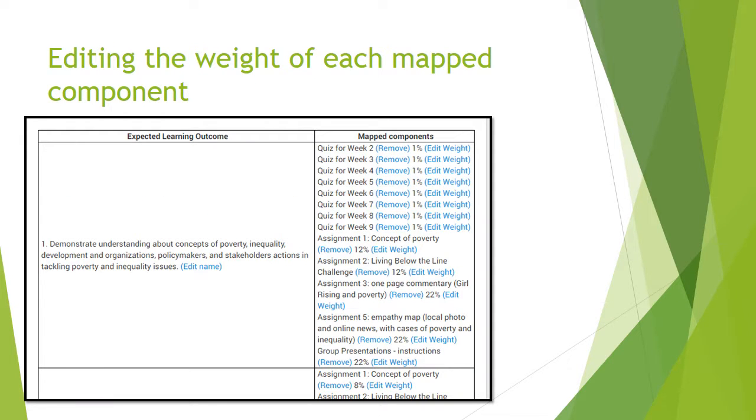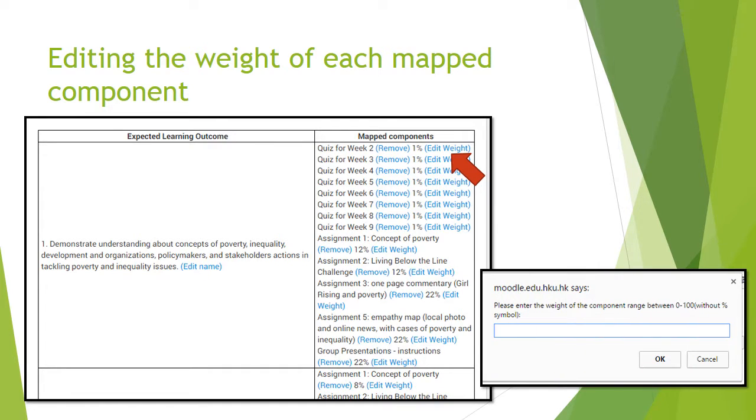After the mapping, you can actually assign a weight of each mapped component to that corresponding learning outcome. To do so, click Edit Weight of the mapped component. In the pop-up box, input your desired percentage, and then click OK.